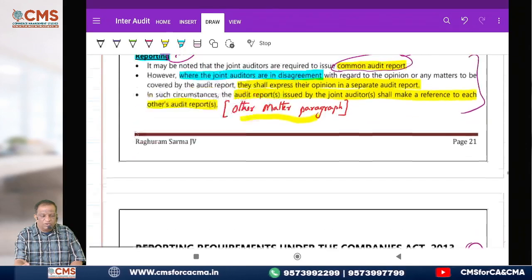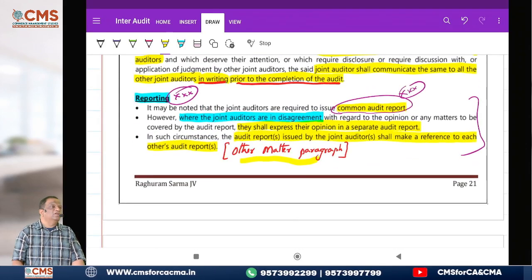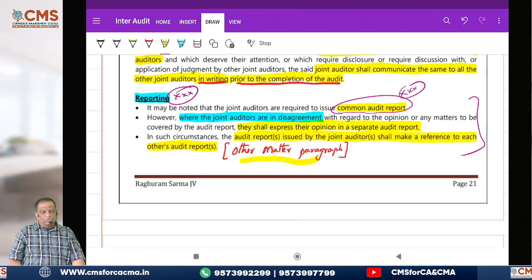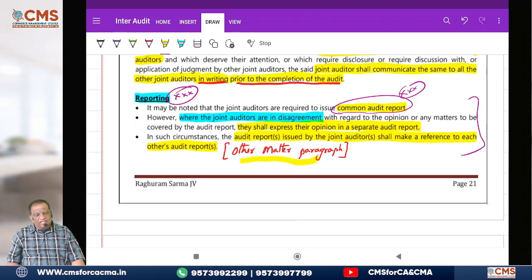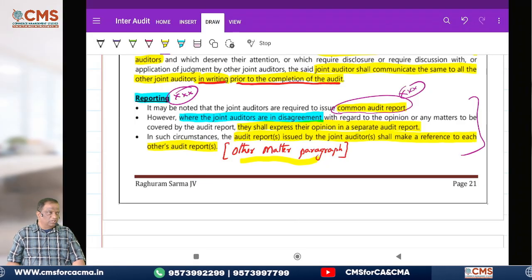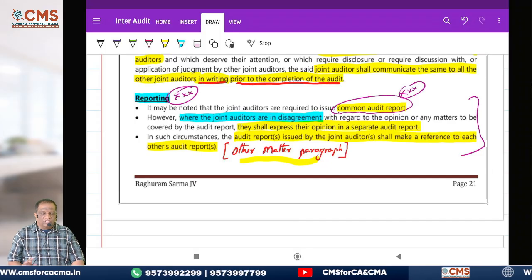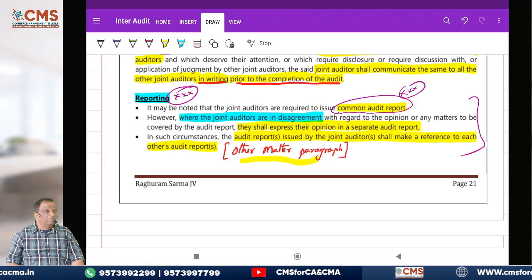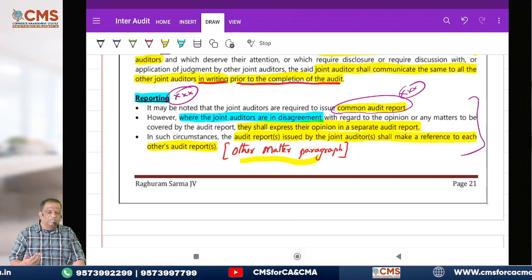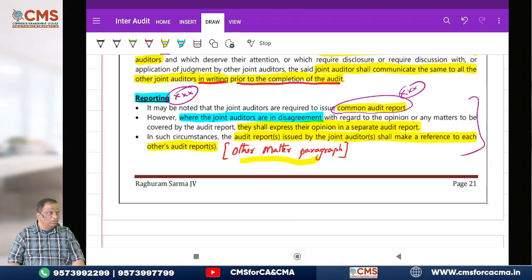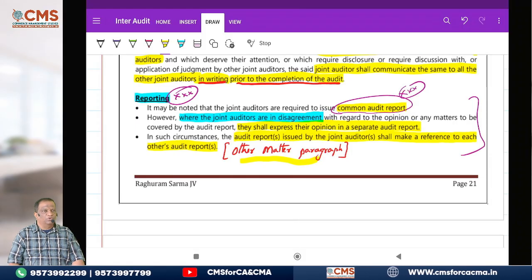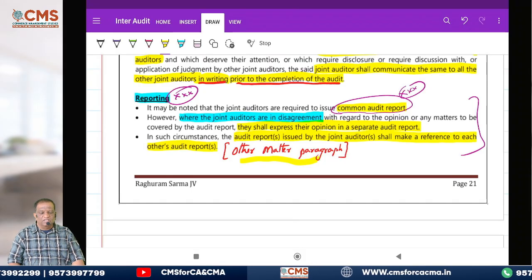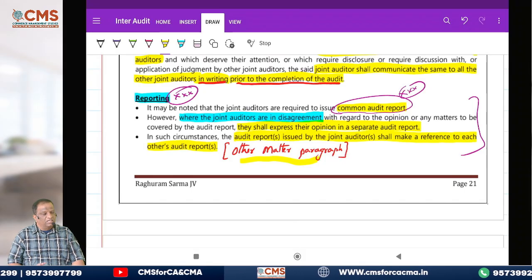And one last point in this is reporting. So when there are multiple audit firms here, 2 or more than 2, then how will they give individual report? So that is where it is. Generally, they will be able to give the common audit report, but in case there are disagreements between them, then each auditor is entitled to give his own report. And whenever he is giving separate reports, then they will be mentioning in the other matter paragraph. So indirectly, the rule of majority doesn't apply here.